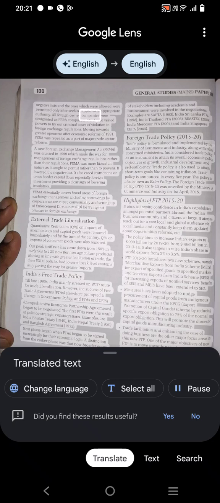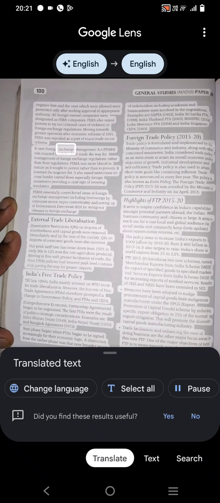All foreign-owned companies were designated as FERA companies. FERA also vested powers to try criminal cases of violation of foreign exchange regulations. Moving towards greater openness after the economic reforms of 1991, FERA was repealed as a part of major trade sector reforms.